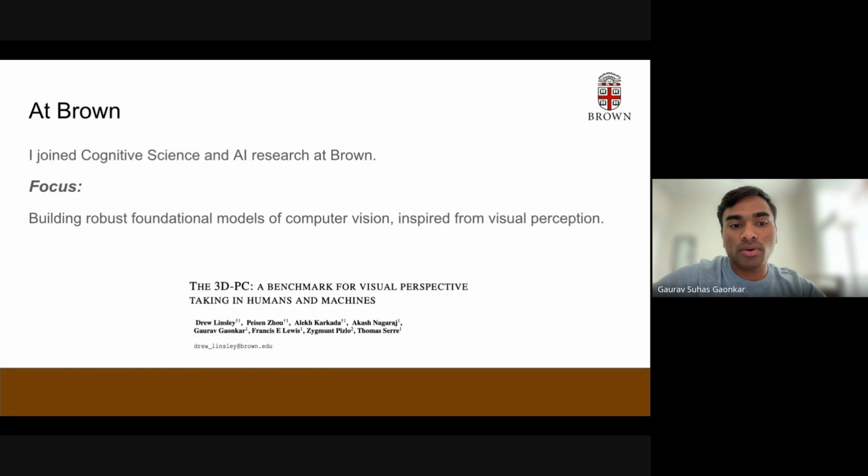During my time at Brown, I was able to contribute to a core AI research project, which tested 3D perception capability between models and humans. This project is called 3D-PC, a benchmark for visual perspective taking in humans and machines. I will talk about this in further detail in the following slides.